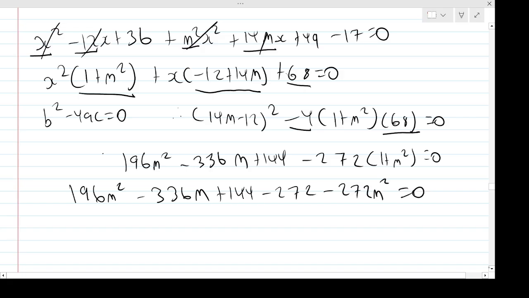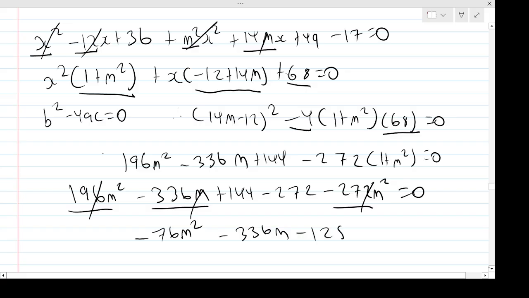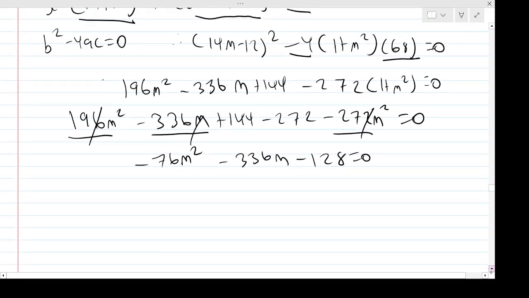Then again, this is a quadratic for m now, which is great because I'll be expecting 2 values because we have 2 tangents. So if I collect the m squared terms, 196m squared take away 272m squared, I get minus 76m squared. Then I've got minus 336m, and then add 144, take away 272, I get take away 128, equal to 0. It might simplify, but it's not a nice simplification. Okay, so that's the quadratic we get.